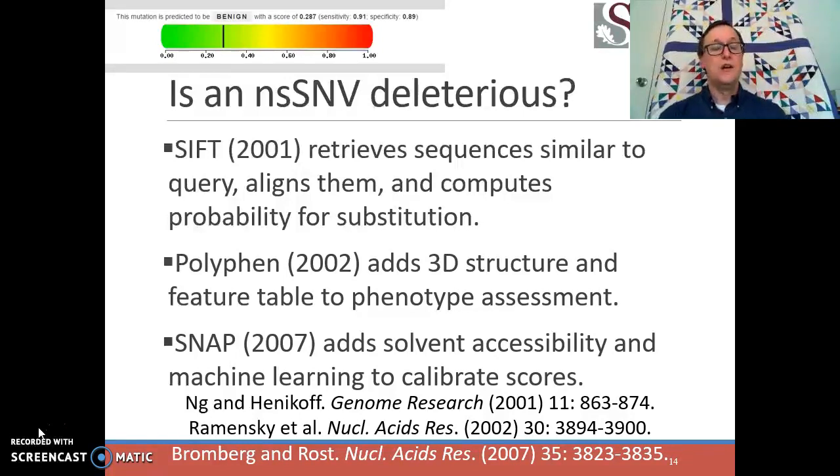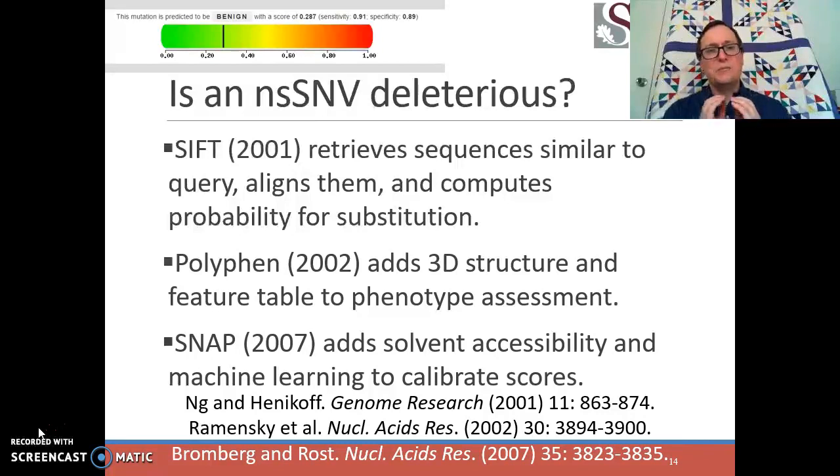And then finally, we see that SNAP in 2007 decided to add some rather aggressive new features in this space. Now, we already mentioned that 3D structure had been brought into the picture by PolyPhen, but SNAP is able to do this in the context of solvent accessibility, which gives us the ability to include things like de novo structure inference, for deciding how a sequence should fold up.